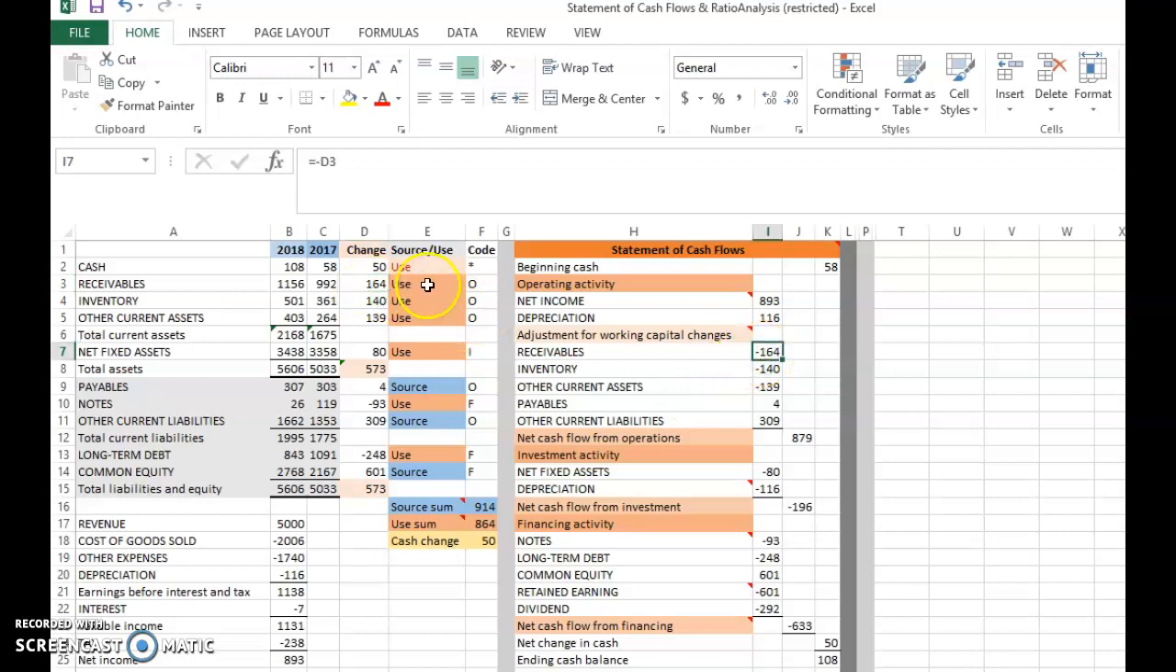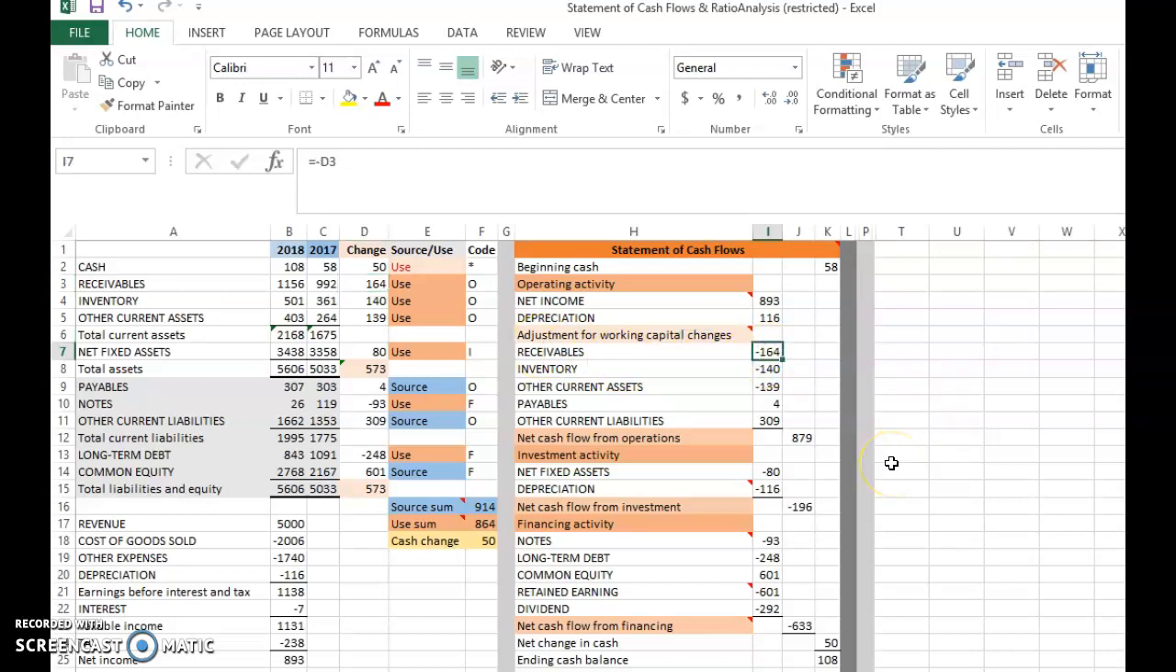Here it's positive, but here it is negative. Why? Because it's a use. Use means there is a cash outflow. So here, we are not only interested in the number, but we are also interested in the sign of that number. So it's negative here because it is a cash outflow. Here you use cash because you increase receivables from 992 to 1156. So you use $164 million of cash to increase your receivables. Therefore, it's a negative 164.